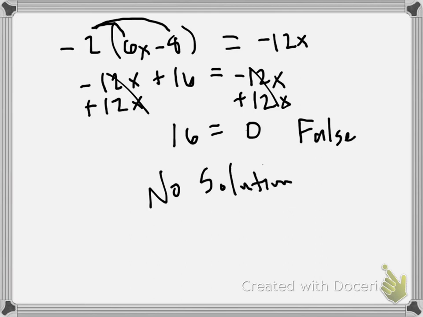Okay, so again, when you're solving these equations, your process is the same, but if all your variables cancel out, you're looking at a statement at the end that's either true or false. If you get a true statement, then all real numbers will satisfy the original equation, and if you get a false statement like this, then there are no solutions that will satisfy the original equation.